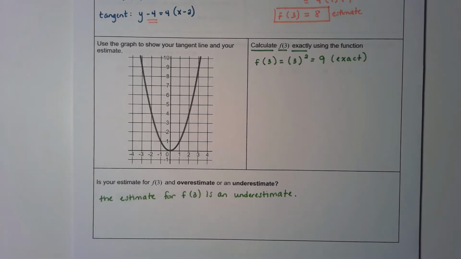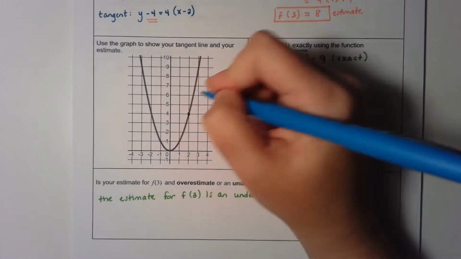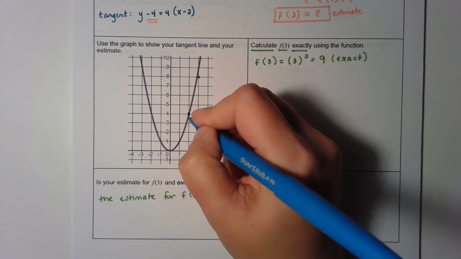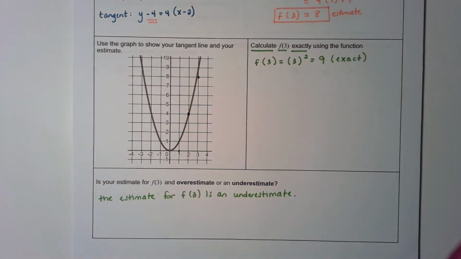What I also want to do, though, is show you visually on the graph how that's happening. So if this is the graph of x squared, and we go ahead and graph our tangent line, it's going to go through the point (2, 4) and have a slope of 4. So up 4 over 1, and then down 4, left 1.